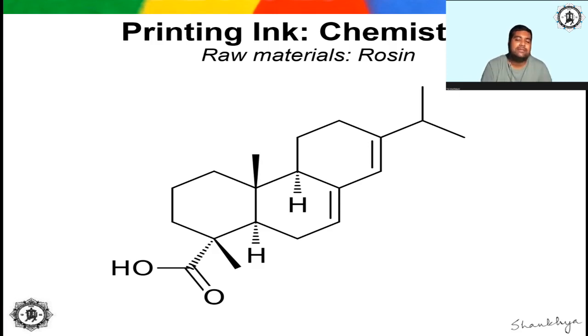Rosin contains many acids actually, but the primary acid which constitutes rosin is abietic acid. The structure you can see in front of you is abietic acid. There are other acids also, like levopimaric acid and isopimaric acid. All these acids are there, but primarily what rosin contains is abietic acid.